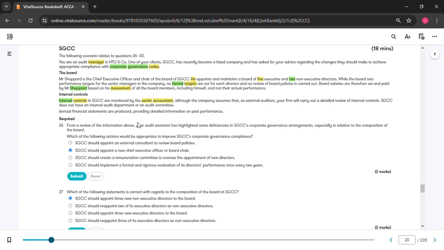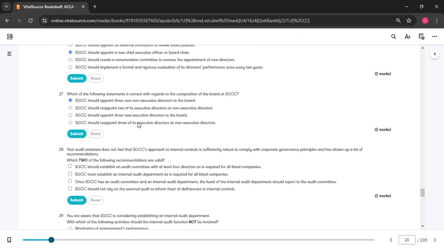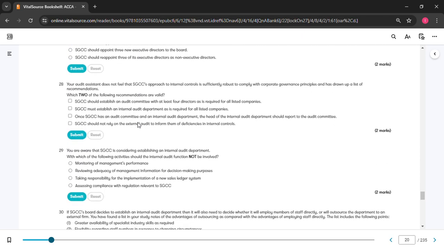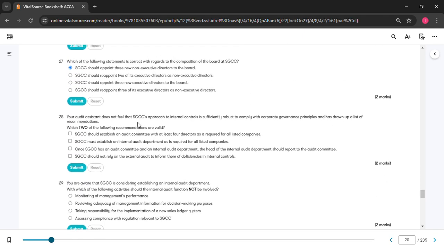They don't have internal audit, so it is appointed by whom? It is appointed by the senior accountant. Now, is it? It is appointed by the senior. What is there?